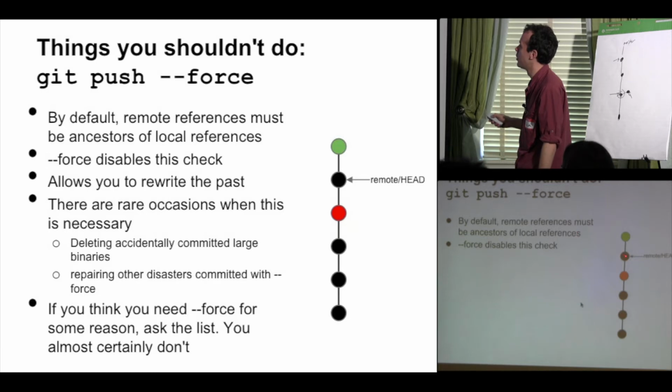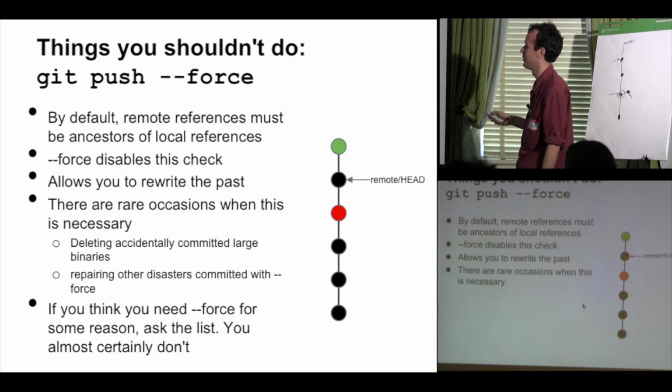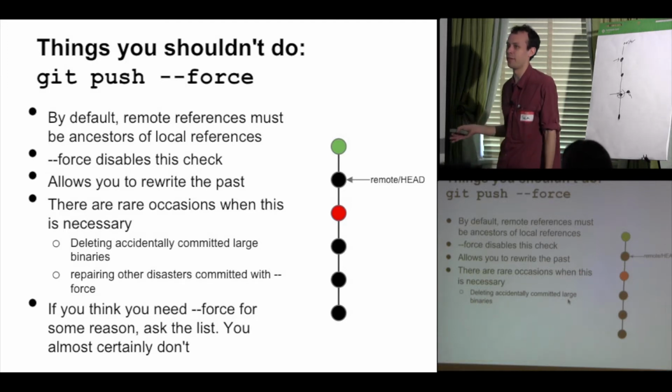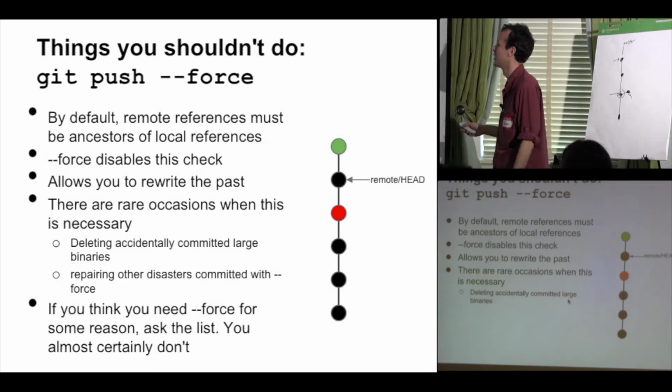Basically, any remote reference has to be an ancestor of a local reference in order for you to push it. And git push --force turns that check off and just does it, letting you rewrite the past. There is a good reason for doing this. I commit like a gigabyte of binary data and push it because it's 3 a.m. and I'm totally not paying attention.